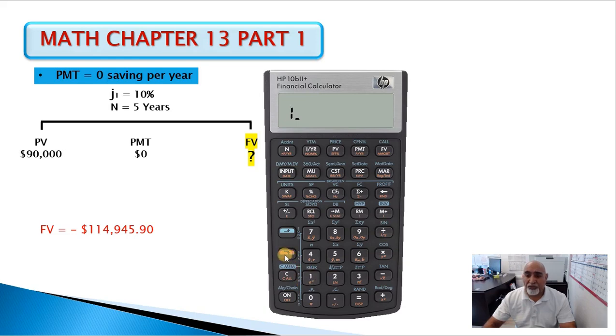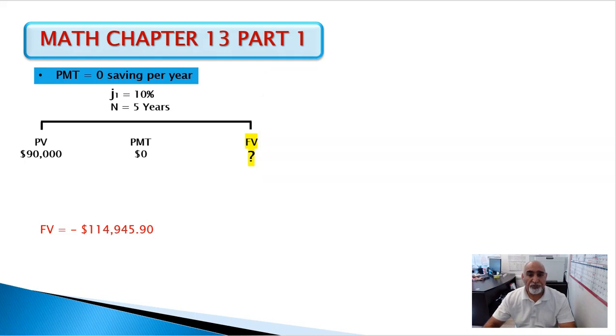1 for the compounding period, 10 for the nominal interest rate. Now N is 5 years. PV is 90,000. Payment is 0. Looking for FV, 144,000. Great. Let's continue. Do another example.